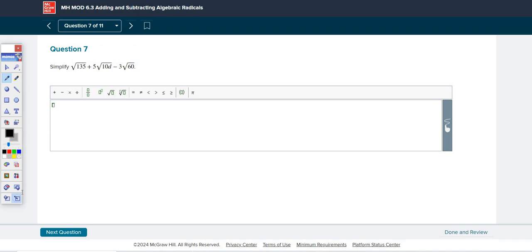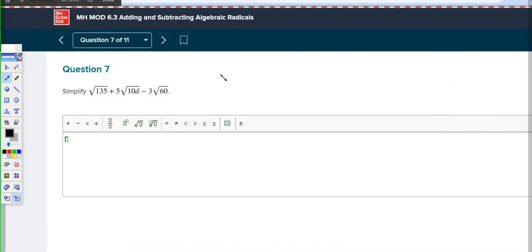Okay, let's take a look at one more. I got 135, 10, and 60. I'm already starting to think, hey, those can all be divisible by 5. Maybe each one of these is going to be a square root of 5. But then I have a d in this one, and I don't have d's in the other, so I know that I'm going to end up with 2 terms here no matter what.